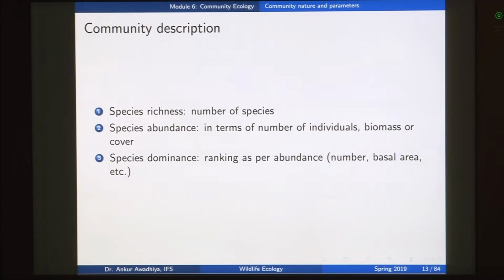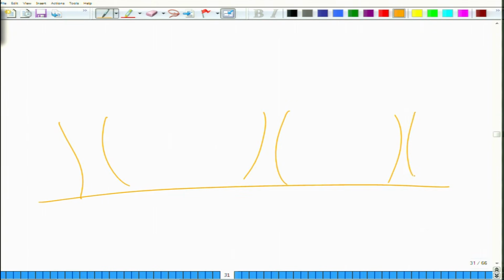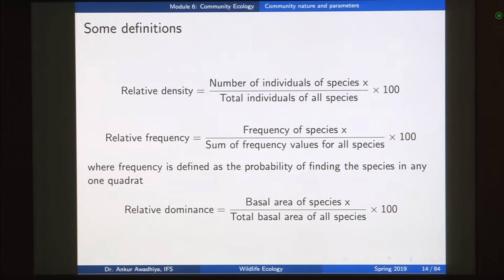Now, dominance can also be in terms of the basal area. Now, what is basal area? Suppose you have a forest, and in this forest you have these different trees. Now, when we are talking about a basal area, we can take say a standard height. So, we can take the breast height, and at this breast height we can say that this is the area. Let us use another color. So, this is the area that is used by these different trees. So, in place of just the number or the cover, we can also go with the basal area. So, let us now look at some ways in which we define these different descriptive factors.